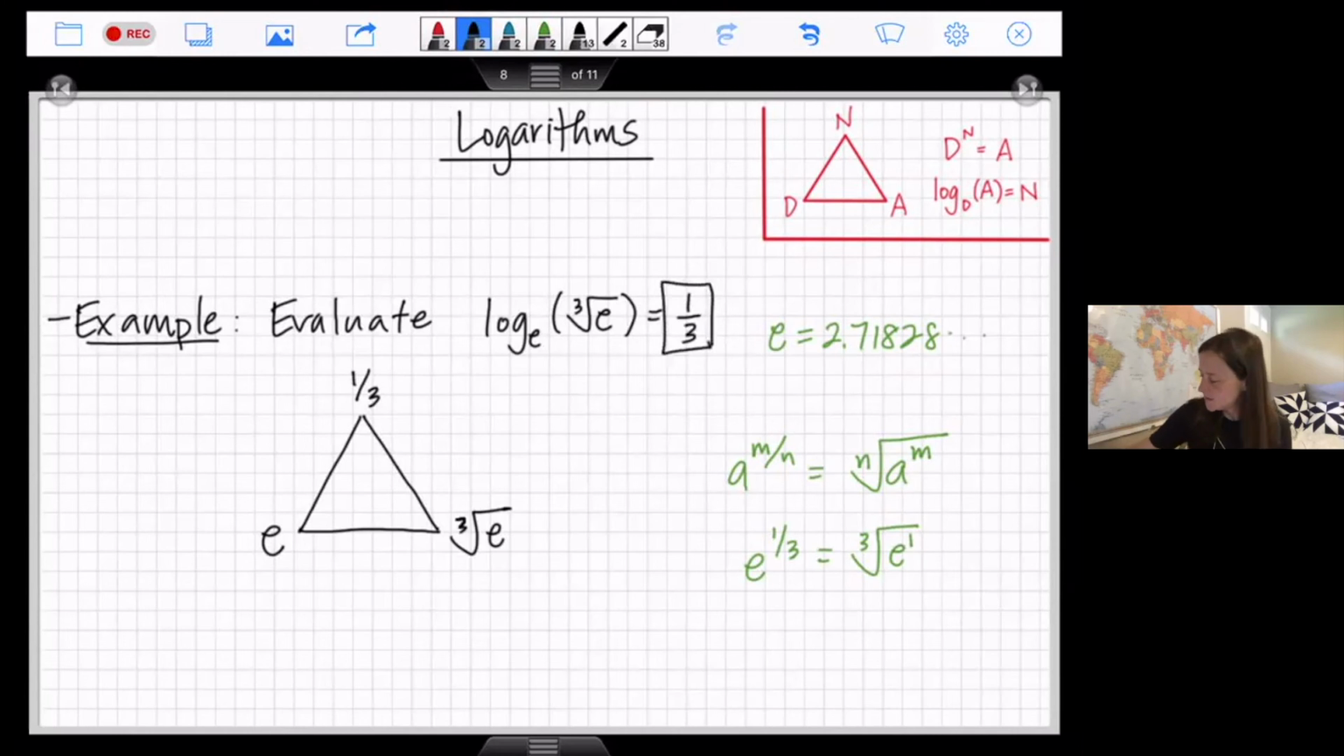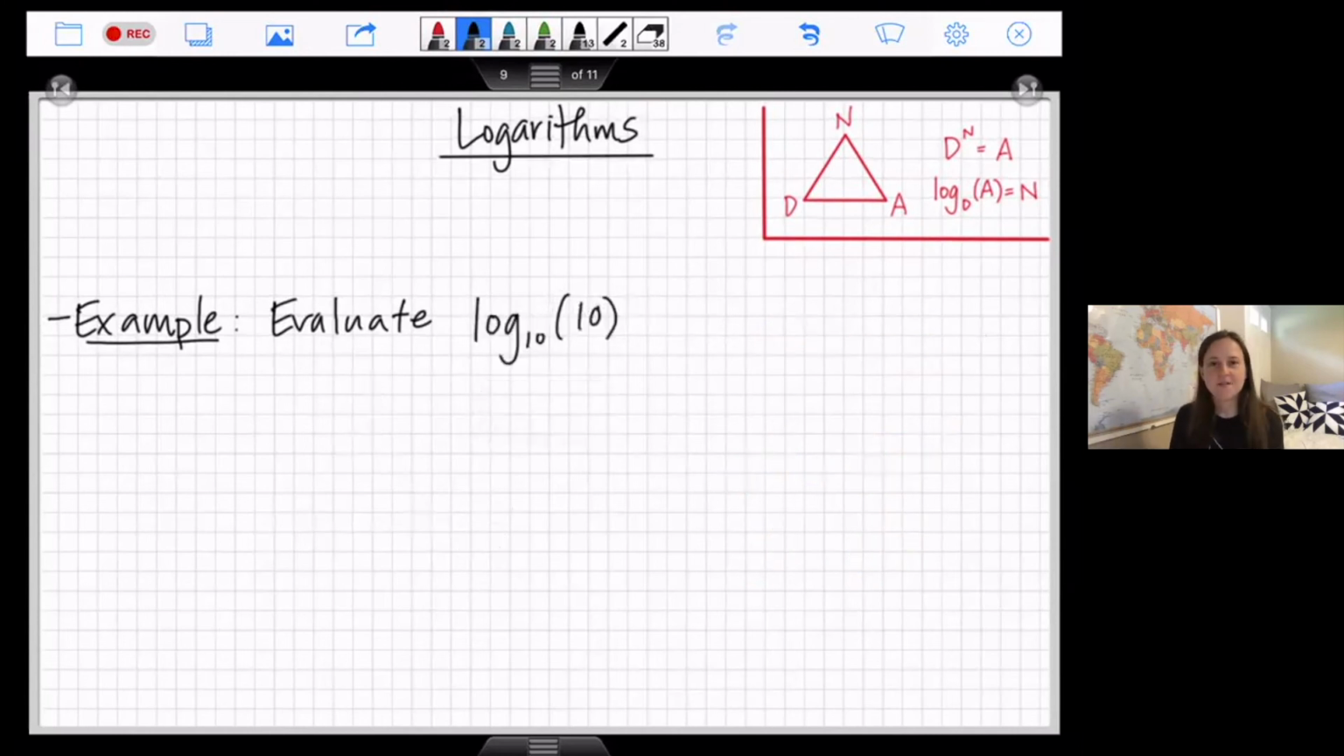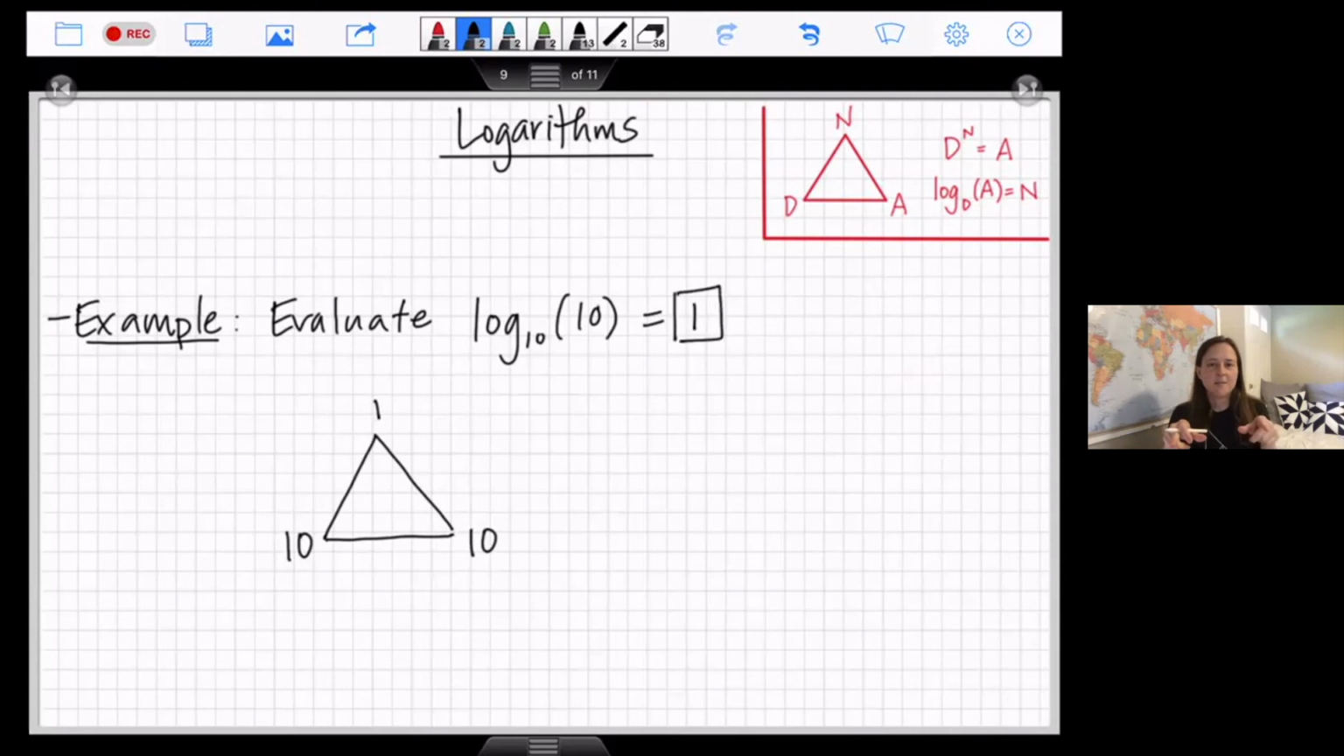All right, what else do we got? Log base 10 of 10. Okay, so again, I'm going to draw my triangle, the base on the bottom left, the argument on the bottom right. 10 to the what is equal to 10. The exponent we need is a 1. 10 to the first power is equal to 10. So that's the value of our logarithm. Now that one wouldn't have mattered if they're both 10s at the bottom, both 5s at the bottom, or both 628s at the bottom, right? Anything to the 1 is equal to itself.